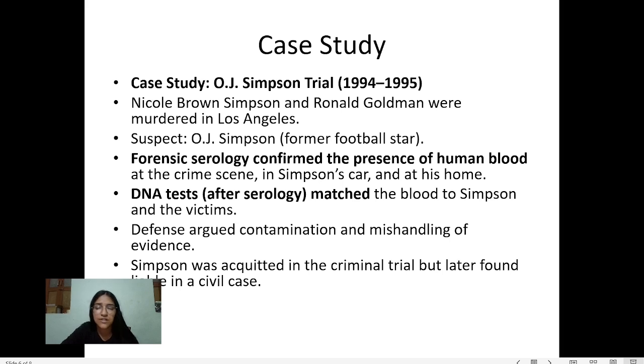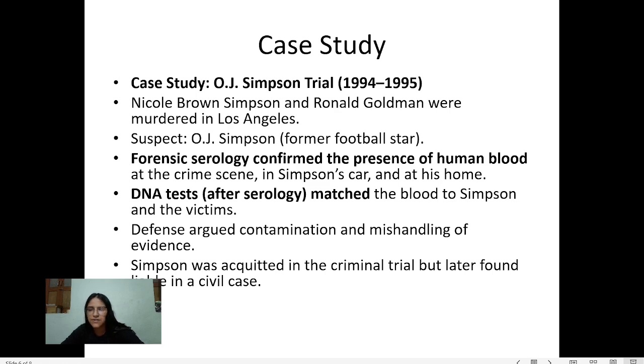DNA test showed that Simpson's blood was found at the crime scene. So this proved that the DNA of the blood that we got from the crime scene matched with the DNA of Simpson. So this actually proves that Simpson was present at this crime scene.